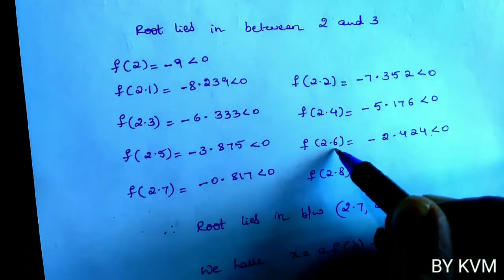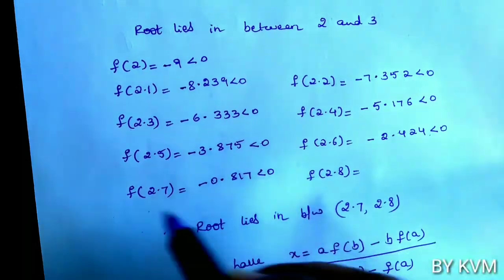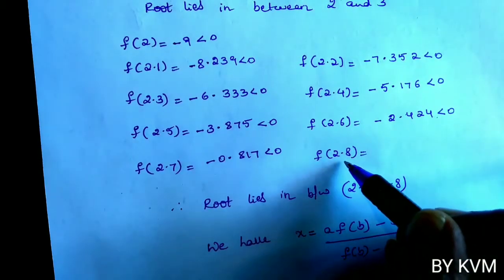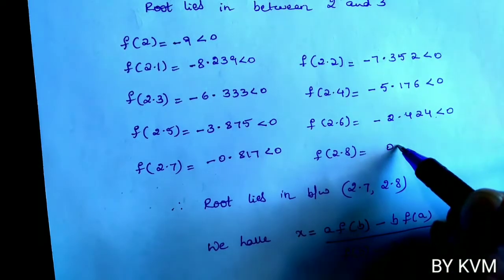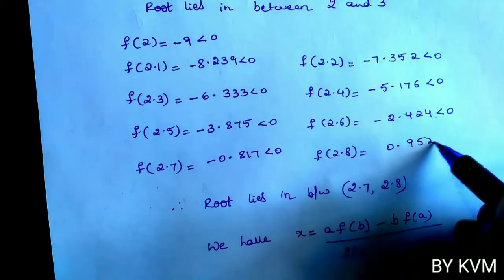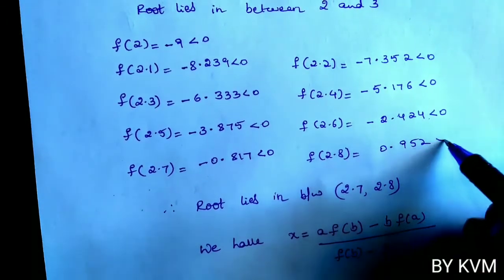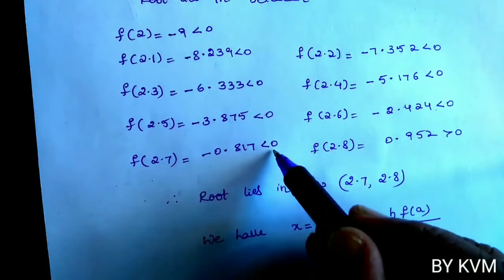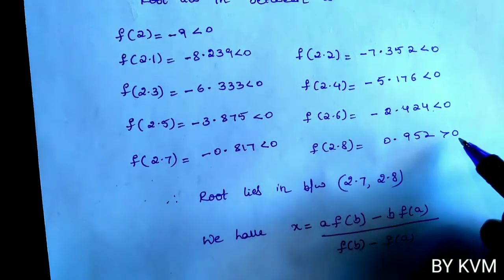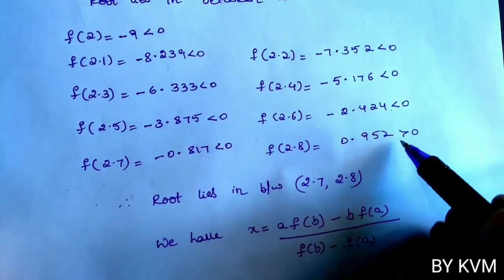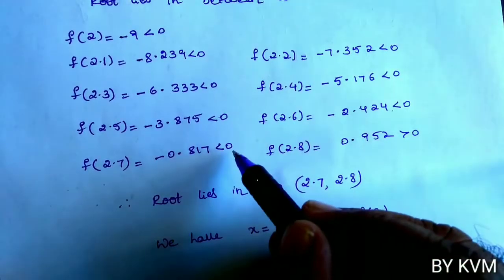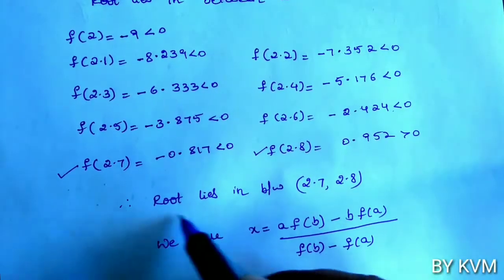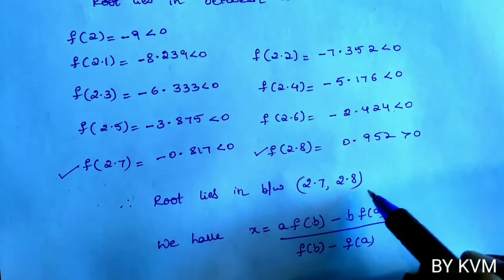So for f of 2.6, the functional value is less than 0. For f of 2.7, the functional value is less than 0. Put x equals 2.8, so we get 0.952. So it is plus 0.952, greater than 0. So f of 2.7 we get less than 0, f of 2.8 we get greater than 0. So again intermediate value property is satisfied for f of 2.7 and 2.8. So root lies in between 2.7 and 2.8.